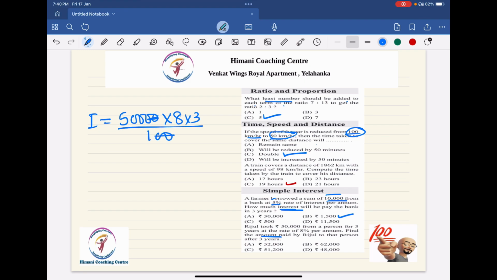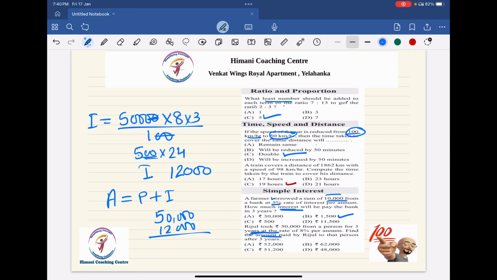So we get 500 times 24. So you can just keep the two zeros here. 5 times 4 is 20, 5 times 2 is 10, and 2 is 12. Now the question is how much amount this guy will pay. So amount is always principal plus interest. So 50,000 is the principal, 12,000 is the interest, and hence the amount is 62,000. This is what he will pay.